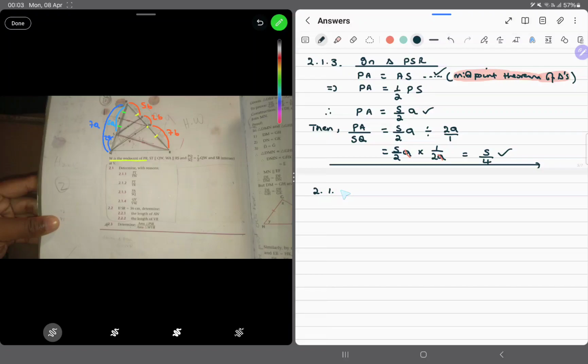So 2.1.4 says we need to find QV over VW. So how do we calculate those things? Now this one is a naughty one, isn't it? Because now we just don't know how on earth that is possible. I don't know what I would do there. But here's the thing, guys.